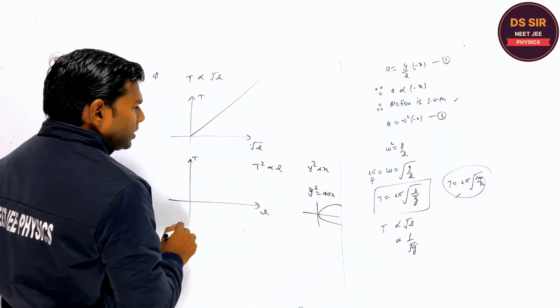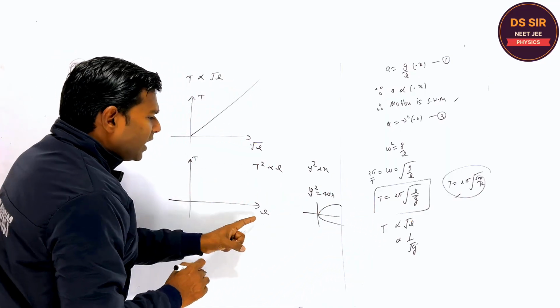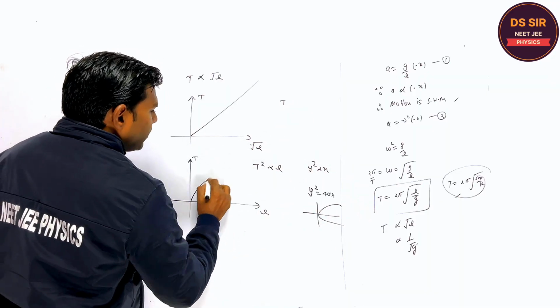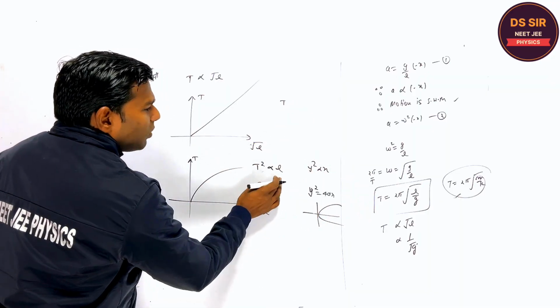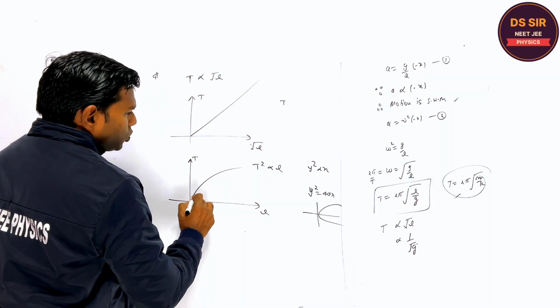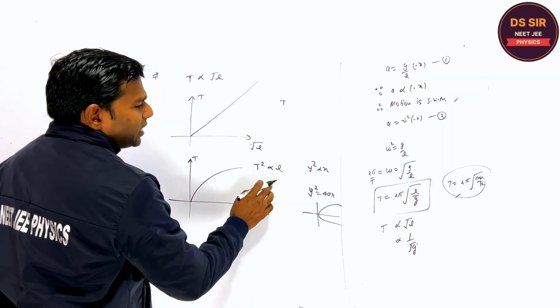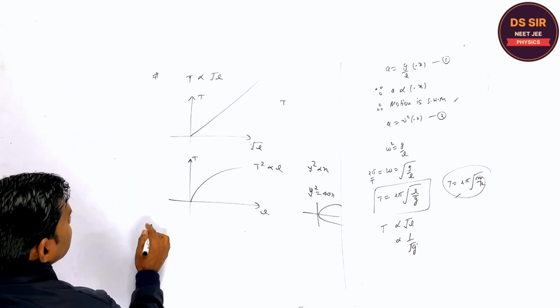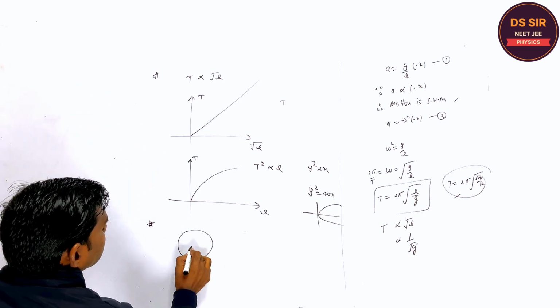So what is the graph between T and L? Time period is 2 pi root L upon g. The graph will be like this because time period is always positive. So this is the graph between T and L. Is it clear or not? You tell. Listen one thing. If this is the earth, right?